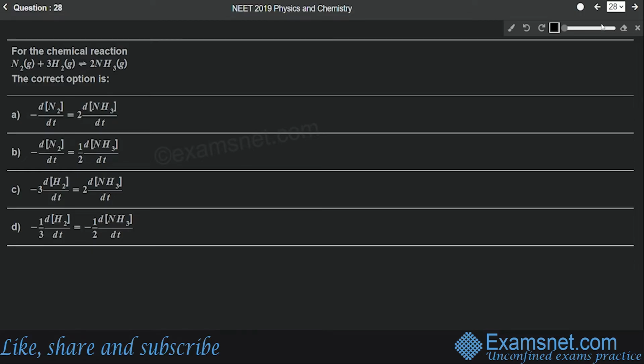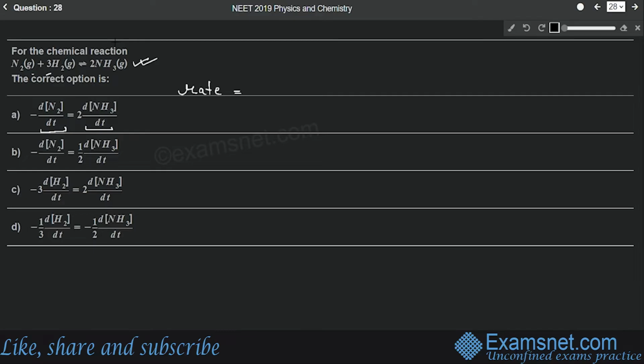Question number 28 is from the chapter Chemical Kinetics, and the question is for the chemical reaction that is shown here. The correct option is, okay. So in all the options we can see that the rate of disappearance of the reactant and the rate of formation of product is compared, right? So we know that the rate of a reaction can be expressed in terms of rate of disappearance of any of the reactant, or in terms of rate of formation of any of the product, okay.